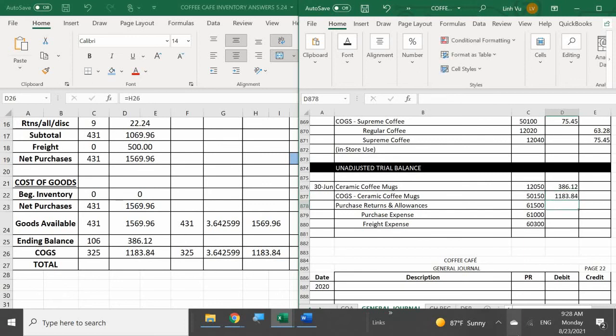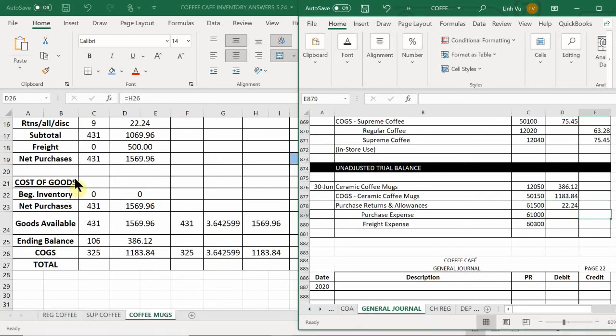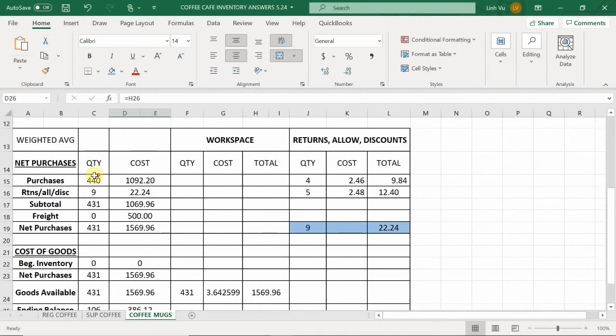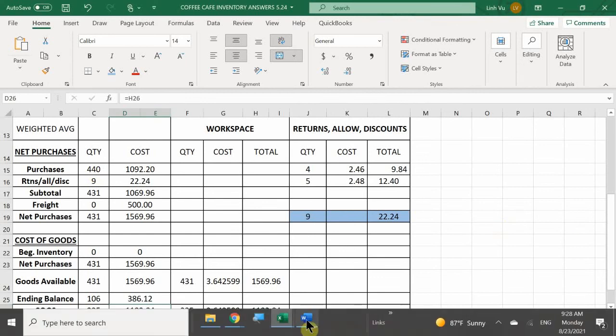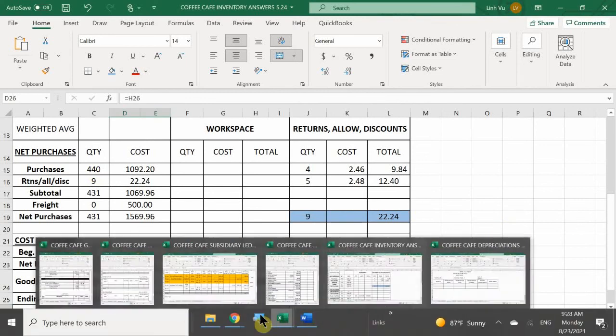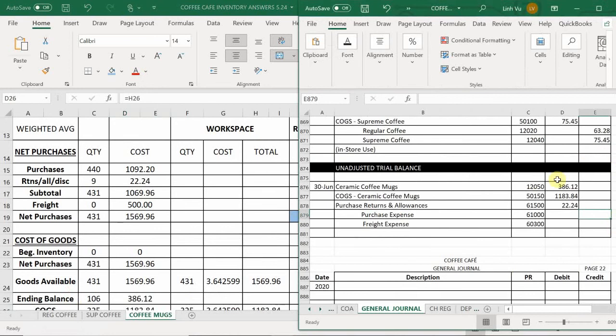1,083.84? Good. What about my returns and allowances? How much was that? $22.24. Good. What was the total cost of my original purchase? $1,092.20. Good. And 500 for the freight. Good.